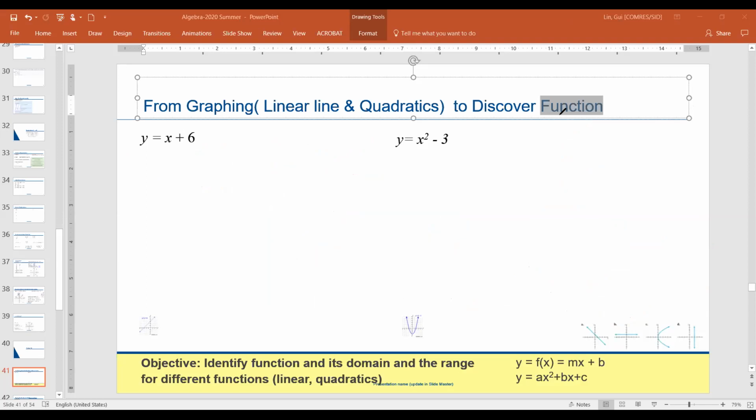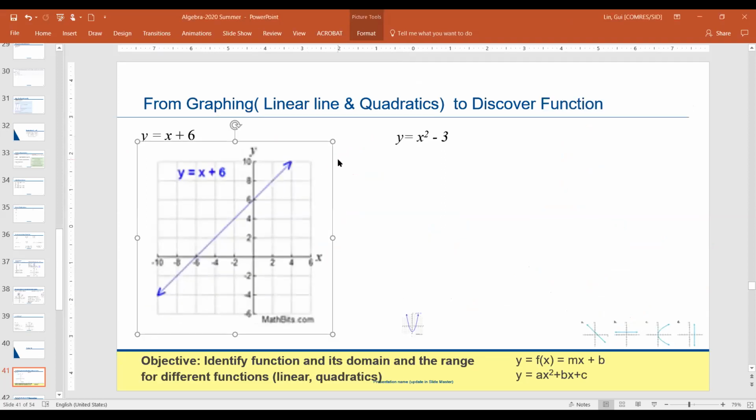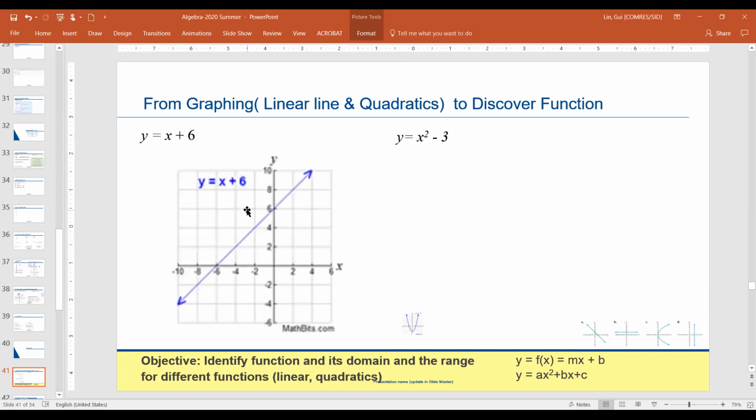Let's go back and see what we're doing here. Something like y equals x plus 6. When we do the linear graphing, it will be like this. You input any number x, and only one number comes out. If you input -2, you get 4. If you input -6, you get 0. So this is the function.